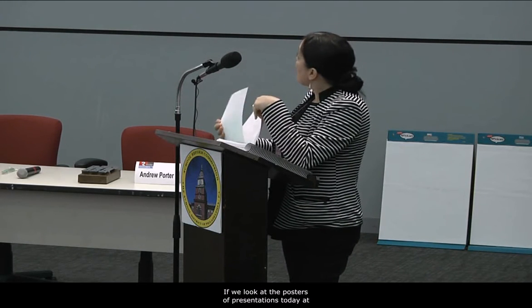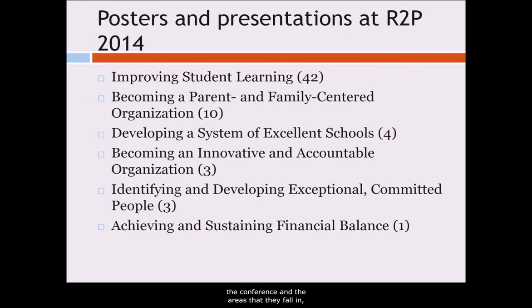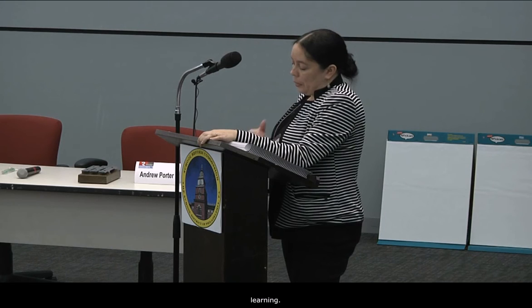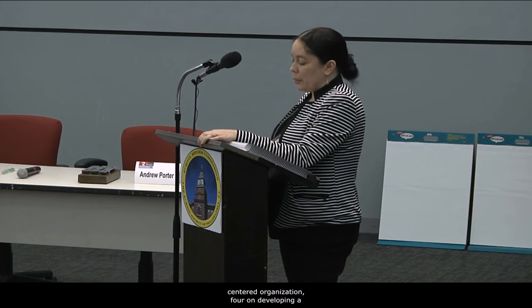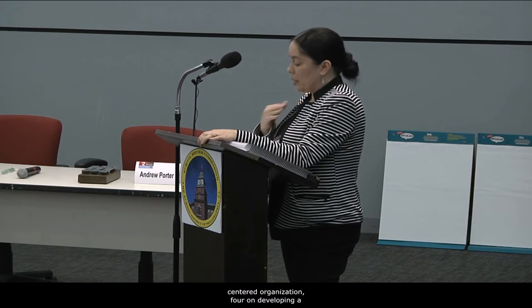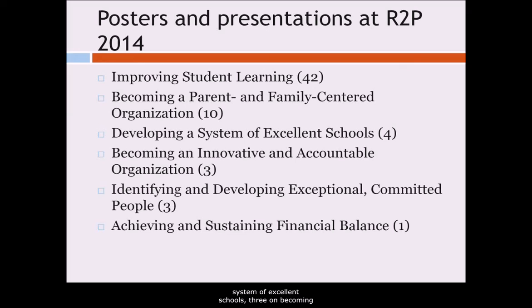If we look at the posters and presentations today at the conference and the areas that they fall in, you'll see that again, improving student learning is the most common. So there are 42 posters or presentations today that you'll be able to see later that are dealing with improving student learning. There are 10 on becoming a parent and family-centered organization, 4 on developing a system of excellent schools, 3 on becoming an innovative and accountable organization, 3 on identifying and developing exceptional committed people, and just 1 on achieving and sustaining financial balance.